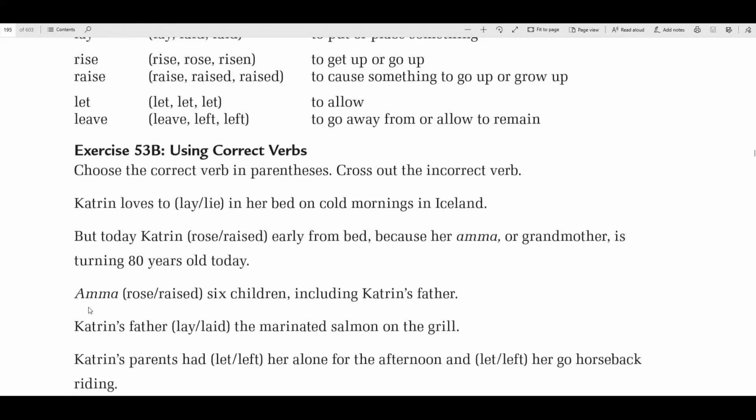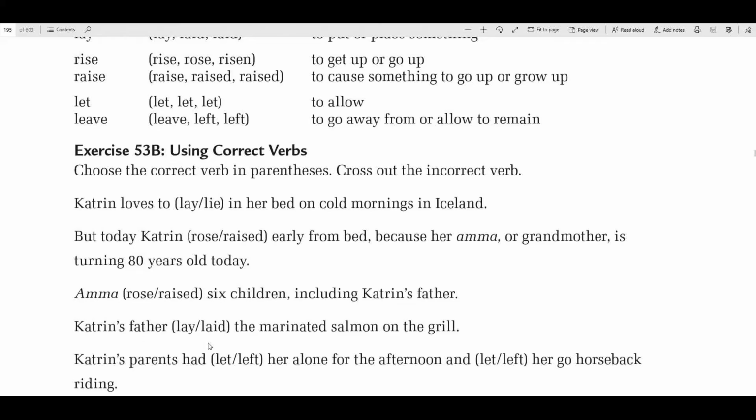Okay. Amma blank 6 children, including Katrin's father. Okay, this one just doesn't make sense if you put rose, she didn't rose 6 children, she raised them. Because it would be the past tense of raise. Okay, so mark out rose.